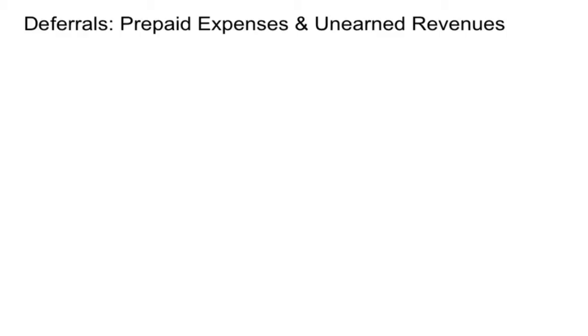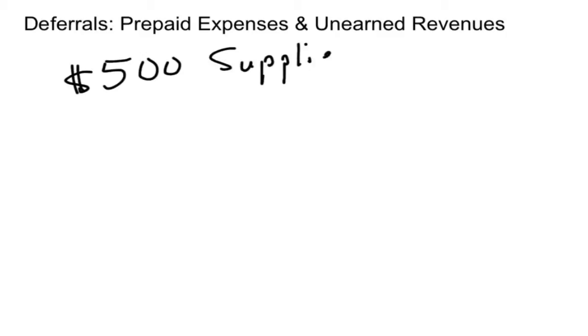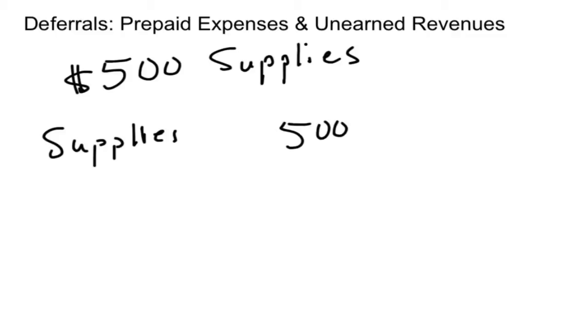So let's go ahead and do an example with this one. So let's say you've got $500 worth of supplies. Okay, well, when you first purchased them, what entry would you make? You bought them for cash. Okay, so we purchased supplies. That's an asset. And we're going to increase the asset, so we need to debit it by $500. And then we paid cash. That decreased cash, which is an asset, so we'll credit that. Okay, so there's the entry we made originally.